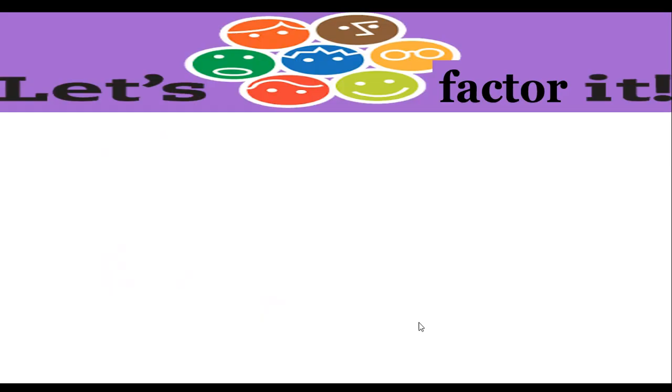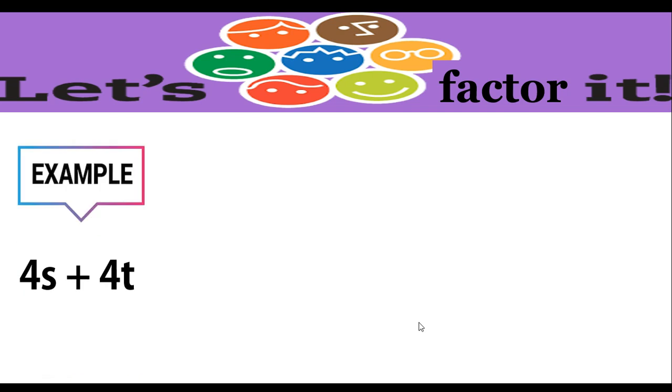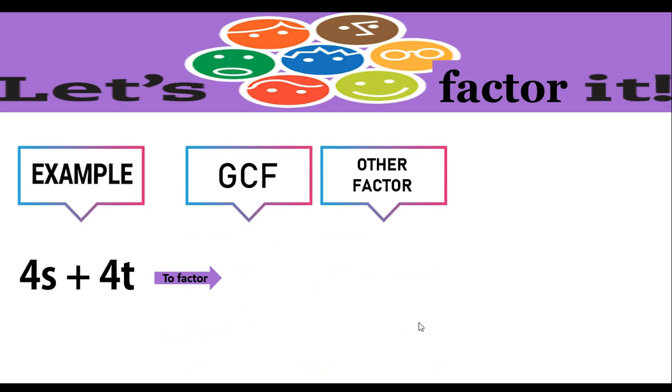For our first example, we have 4s plus 4t. To factor it, we're going to get the GCF and the other factor. So, let's find first the GCF. For 4s and 4t, the GCF is 4.